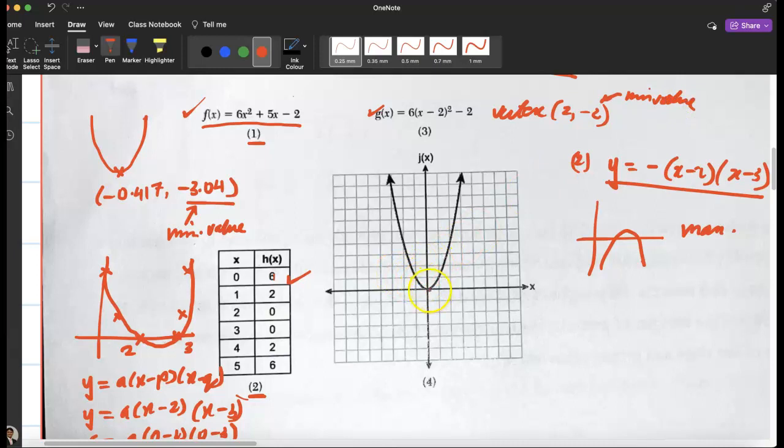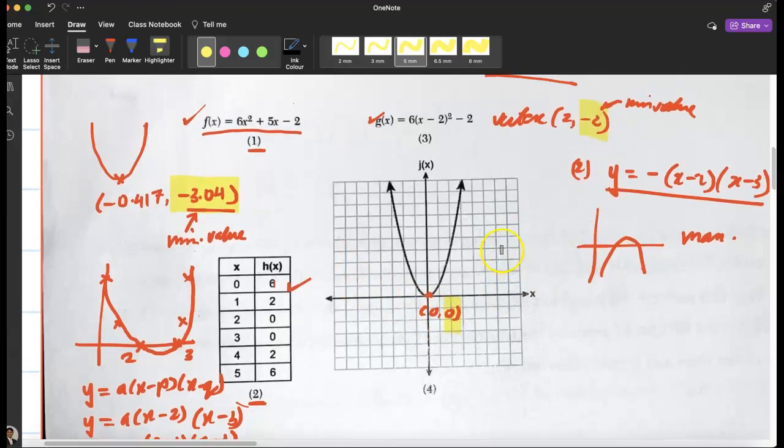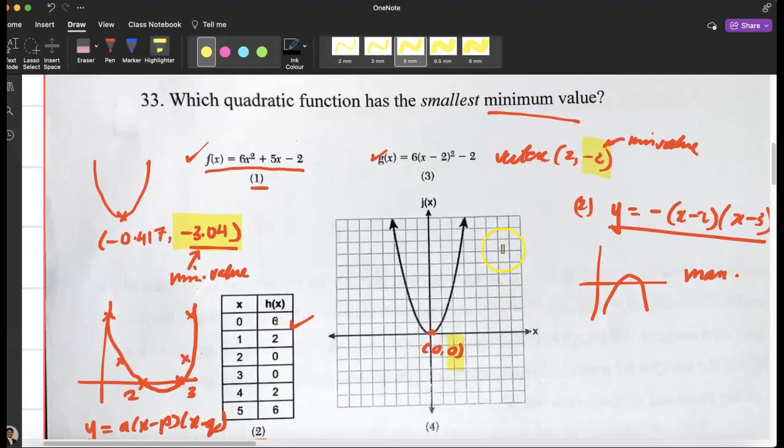Here, what is the minimum value? 0. So minimum value is 0. So now we are having 1, 2, and 3. Now, which is the smallest minimum?